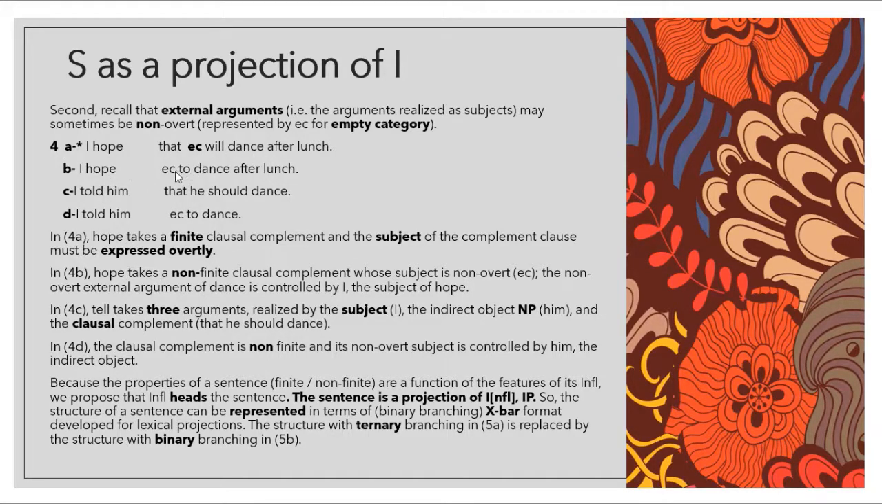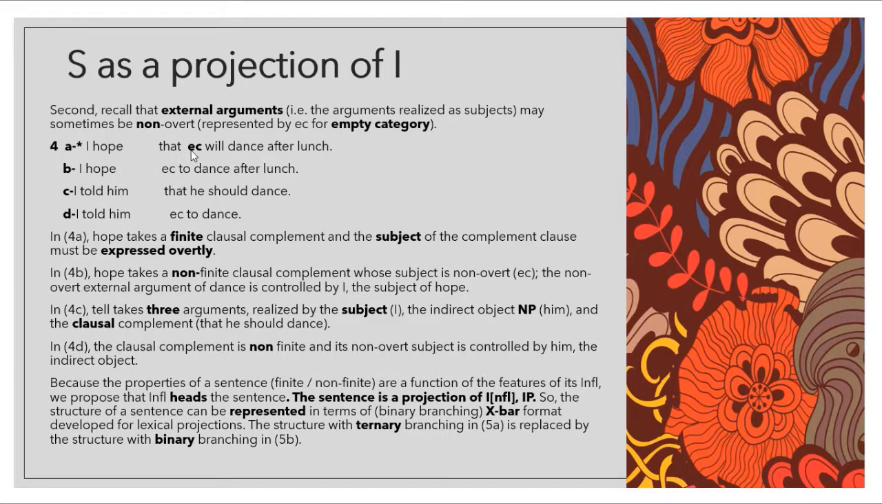Here, 'to' is non-finite, but it's okay, we did not use a subject. Okay, let's see why. In 4B, hope takes a non-finite clausal complement whose subject is non-overt, EC. The non-overt external argument of dance is controlled by I, the subject of hope. So here, this subject is normally the same one, which means we do not have two subjects, we have only one subject, meaning that the one who hopes to dance after lunch is I.